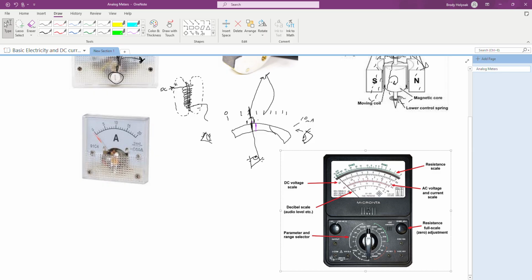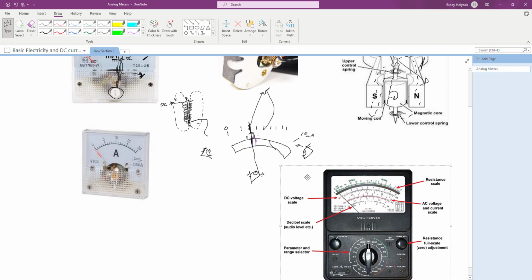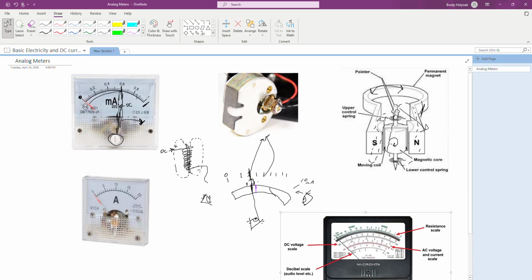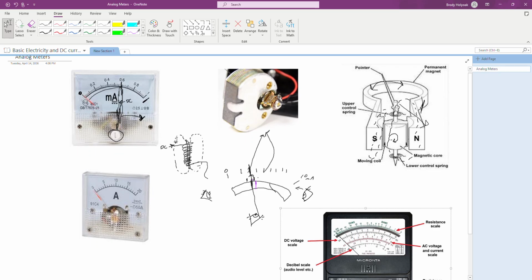Now, like I said, keep in mind, it is current that is making this work. But we are going to say this much current is going to be equivalent to this much voltage, or this much current is going to be the equivalent of this much resistance. So anything that we do with an analog meter can be described and listed on there, but again, it's just using how much current flows through the circuit.